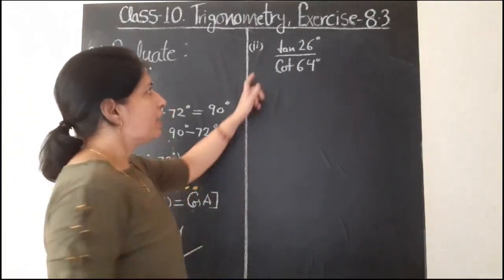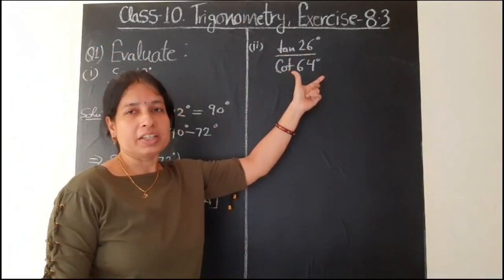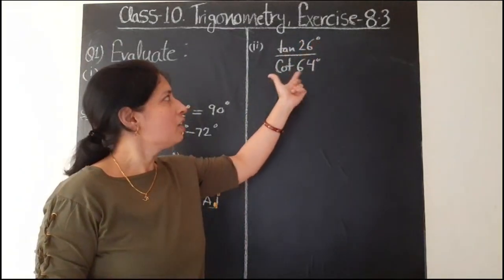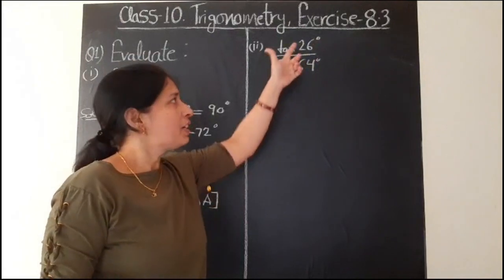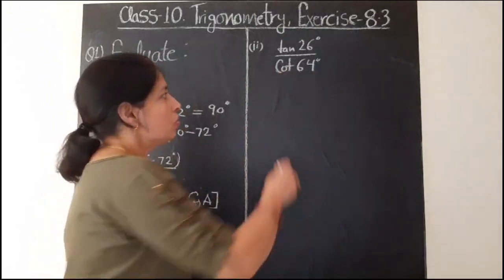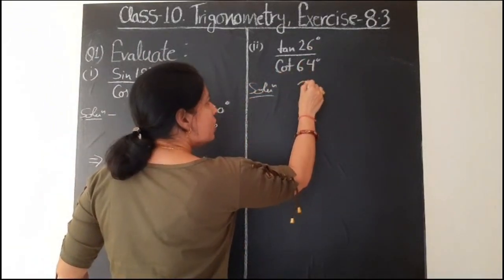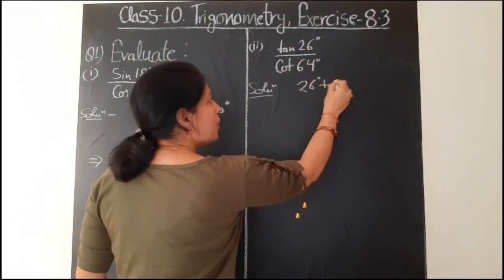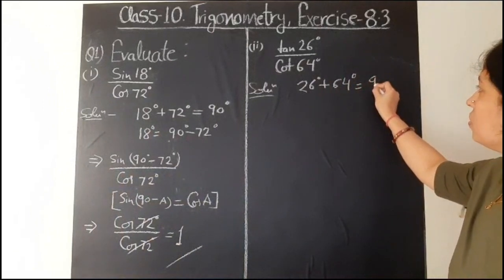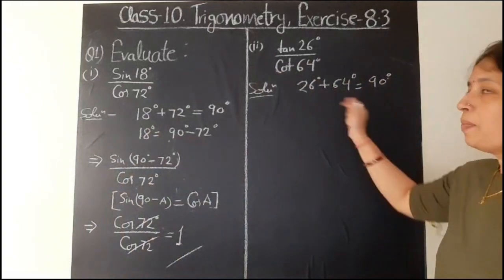So second part is given tan 26 degree divided by cot 64 degree. Here we also don't know the value of tan 26 degree and cot 64 degree. So we will try to convert either this tan 26 or cot 64. Here you see that 26 degree plus 64 degree is equal to 90 degree. That means 26 degree and 64 degree are complementary angles.